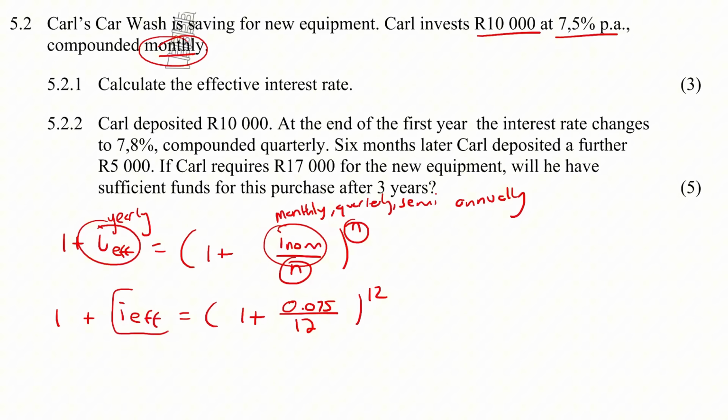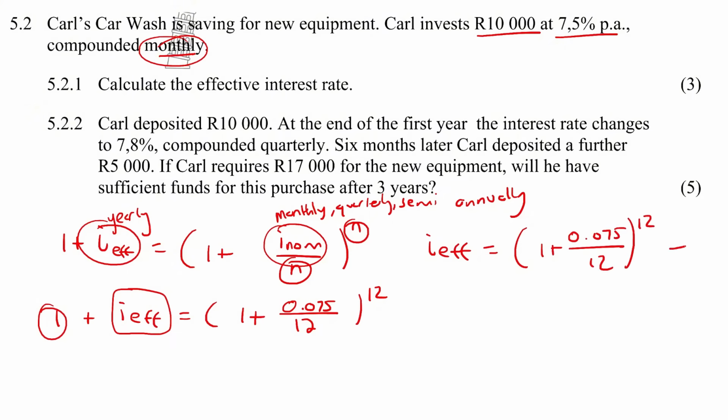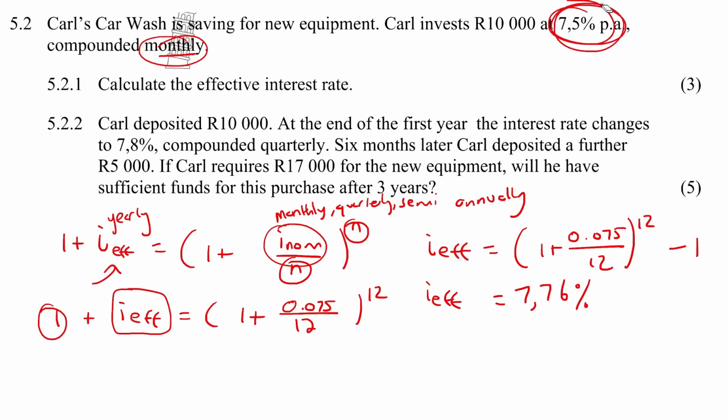Right, so if you had to try solve this now, I get quite lazy, so I don't want to use my calculator just yet. So I take this 1 over, so I end up getting 1 plus 0.075 over 12, to the 12, minus 1. Now I will type that in on my calculator, and whatever my calculator gives me, before I even round off, I'm going to multiply by 100 so that I can convert it to a percentage, and then I will round off. And there we get 7.76%.